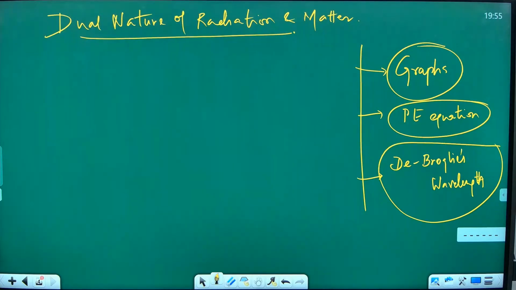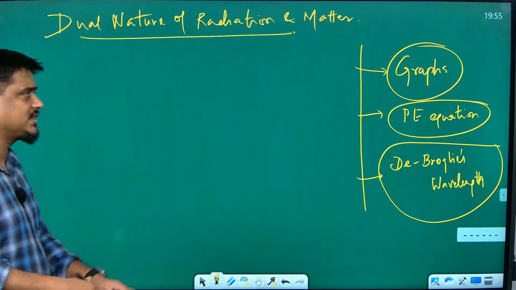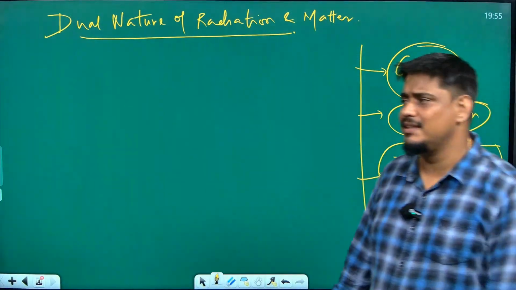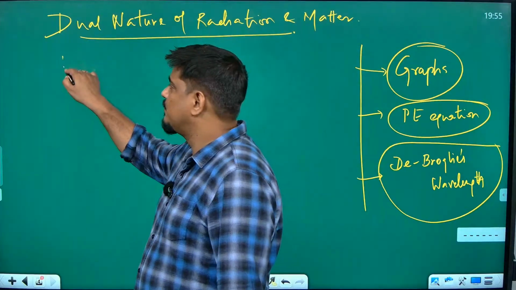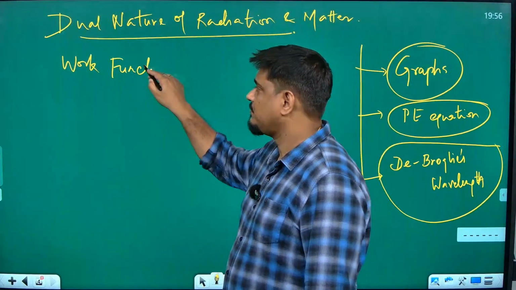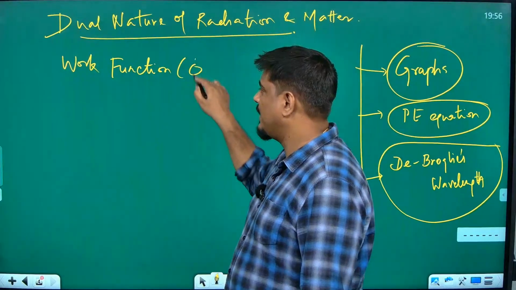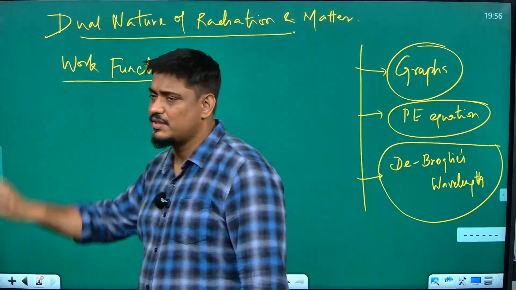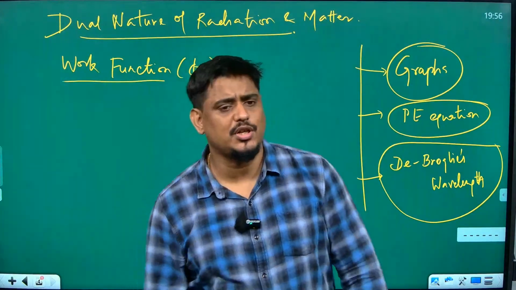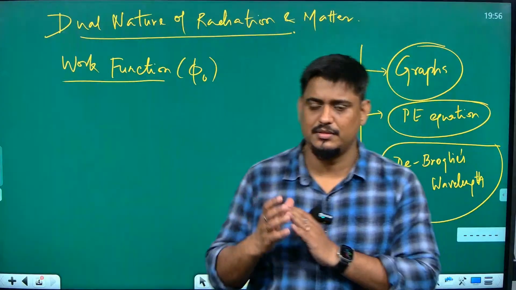Okay, we'll start one by one. First, let us understand this chapter's basics. The first topic in this chapter is work function. Give the heading as work function. Phi naught is called the work function. So let me ask you a question before I start my topic.